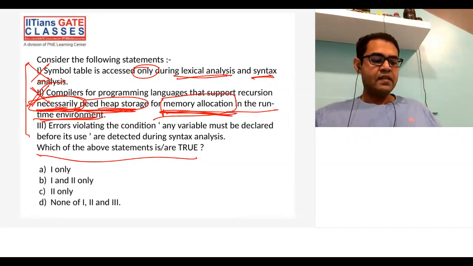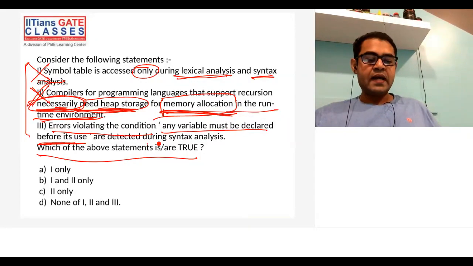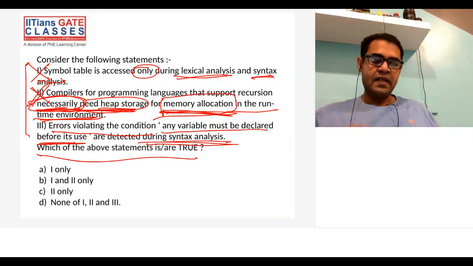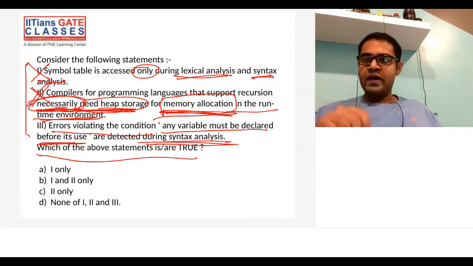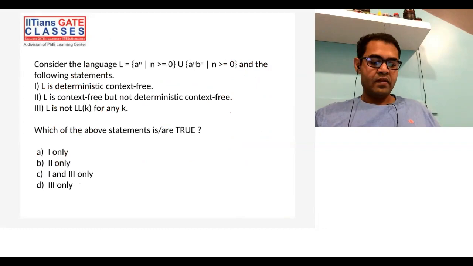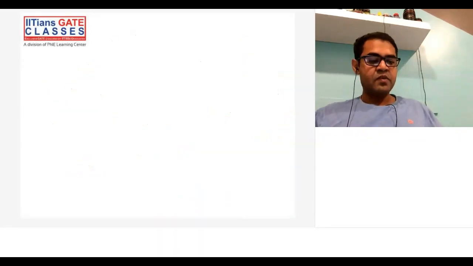Okay, let's see statement 3. Statement 3 says errors violating the condition, this condition, any variable must be declared before its use, is actually in syntax analysis phase. So to understand this statement, we have to check what actually happens during syntax analysis. Keep this point in mind: I want to check the error that any variable must be declared before its use.